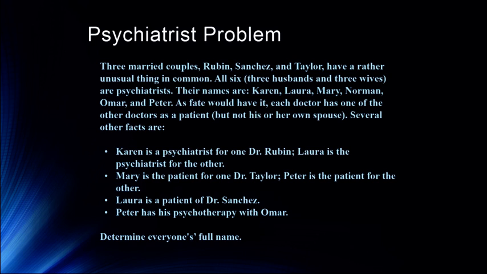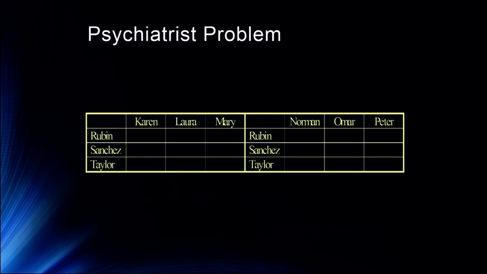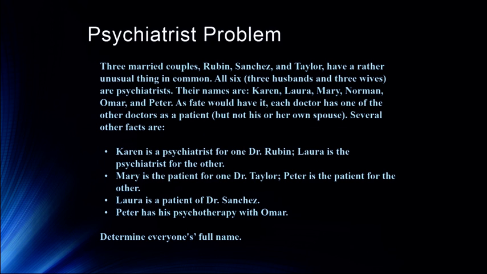Karen is a psychiatrist for one Dr. Rubin. Laura is a psychiatrist for the other. That means that Mary is Dr. Rubin. Mary is the patient for one Dr. Taylor. Peter is the patient for the other. Laura is a patient of Dr. Sanchez. And Peter has his psychotherapy with Omar. Determine everyone's full name.